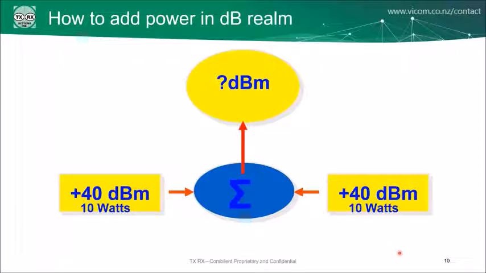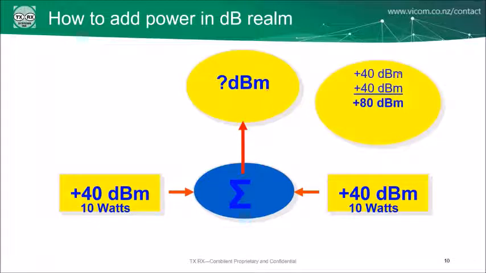So how do we add power in this realm? Well, the first thing is we've got two signals coming together. We've got a plus 40 dBm signal on the left and a plus 40 dBm signal on the right. These are both about 10 watts of power. If we were to add this together as dBm, you would get 40 plus 40 is 80. And that would give you 100,000 watts. Clearly, that's not right.